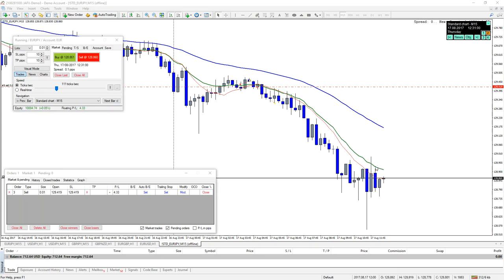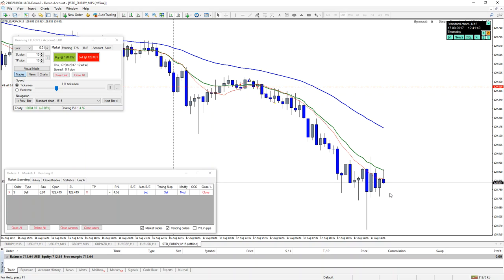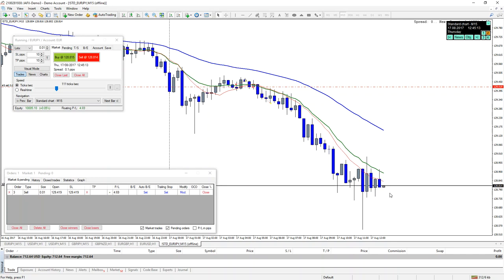So this doesn't count right here, because this was a shoulder tap that pulled the SMA down to it, as opposed to this, which looks like it's about to close legitimately above the SMA. No, still closing below. So we're still staying in this trade. We're still letting it run.